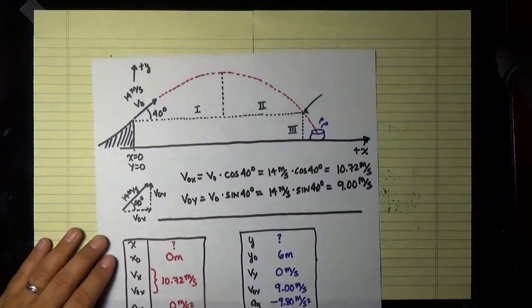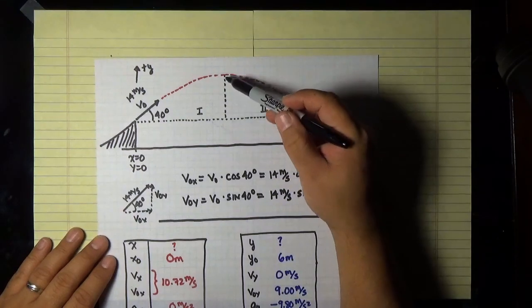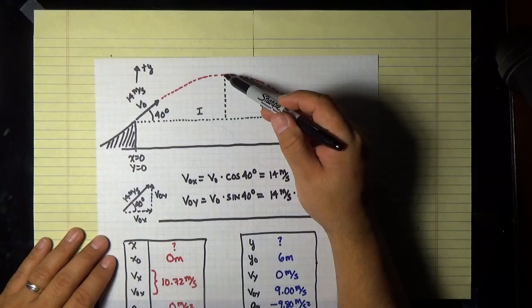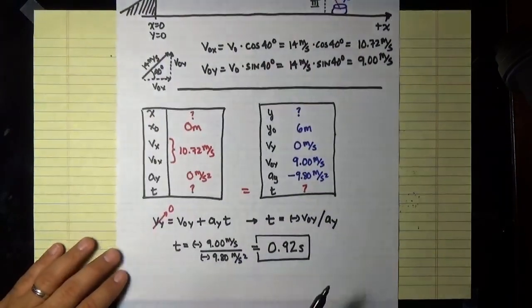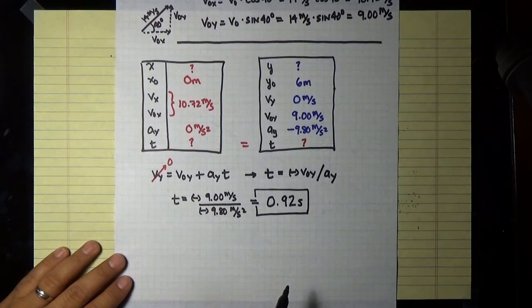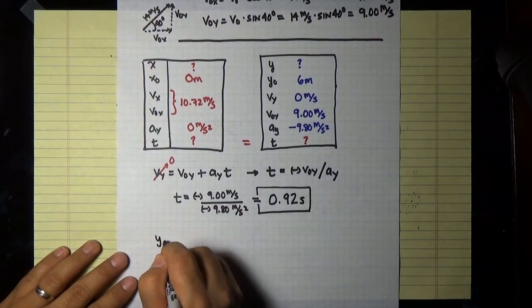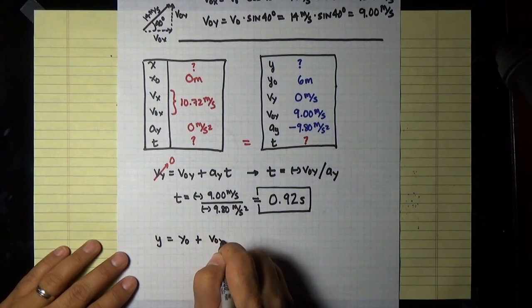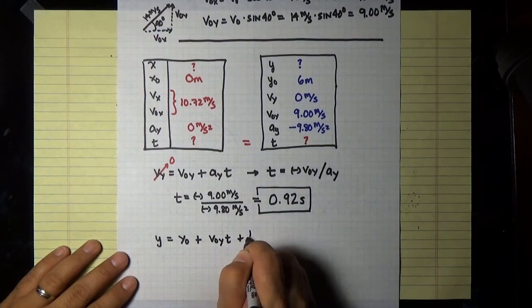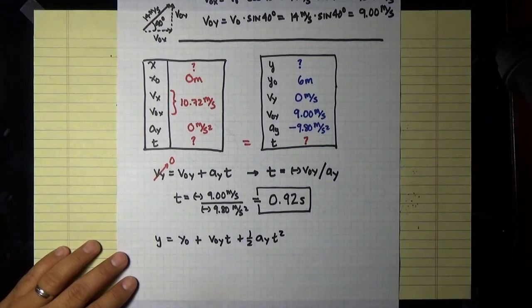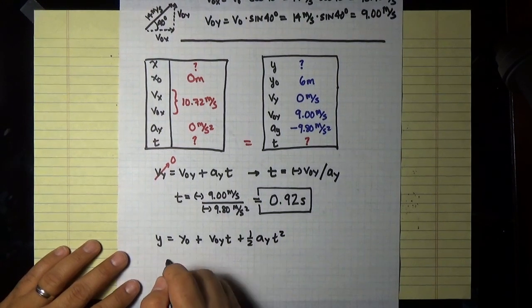So now the next thing I want to do is find the altitude, the total height above the ground I am at the apex here. So I'll use the kinematic equation for y position: y is equal to y naught plus v naught y t plus a half ay t squared. I know all of these things in this equation except for y, so I can put those in.